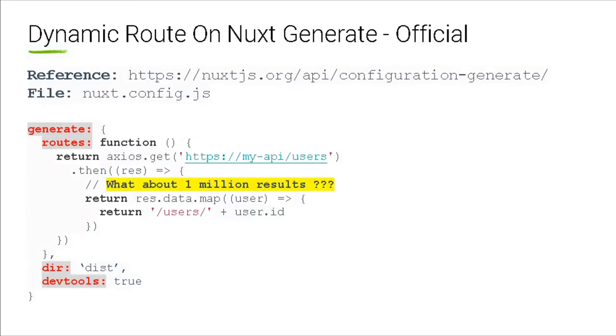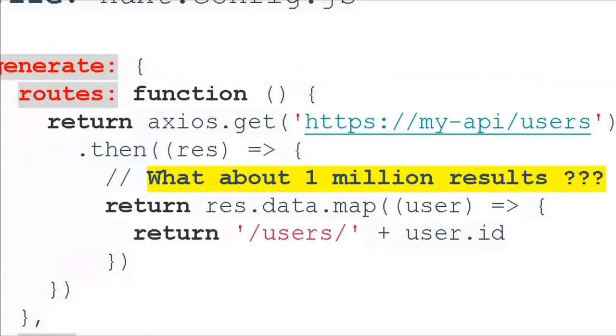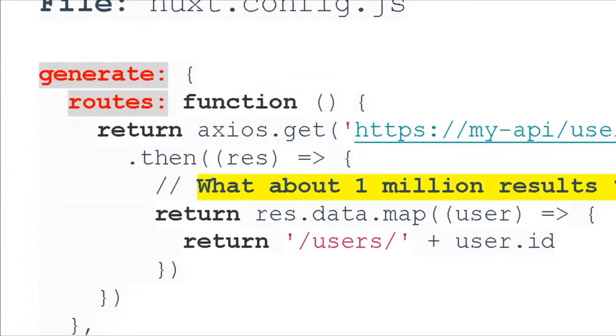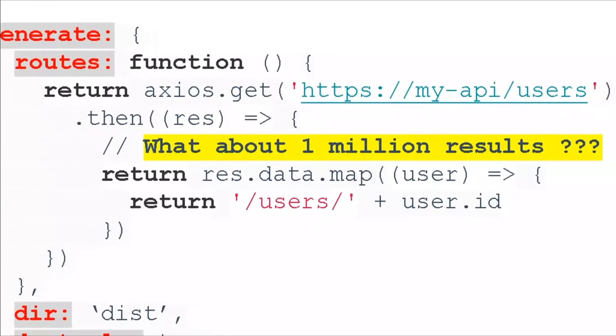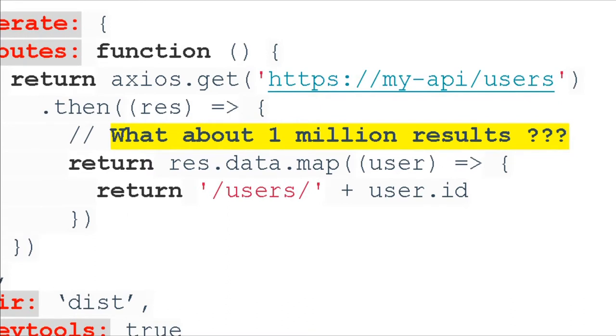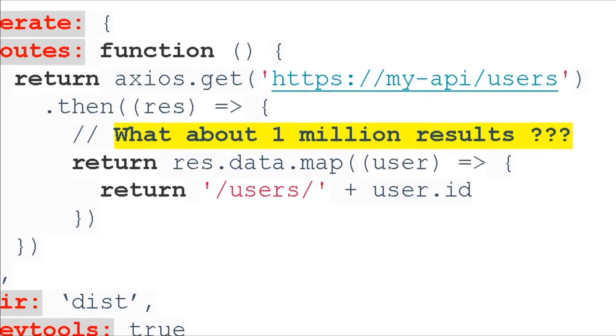One of the ways that Nuxt shows how to do it: inside generate, inside the nuxt.config.js, the generate properties, there's this routes. There's a function that's being called. You go to your API, let's say you want to generate routes for all your users. It goes inside here, finds all the user IDs, and then generates. So if you have 1 million users, it will work. And somehow if your users change, it's not good.